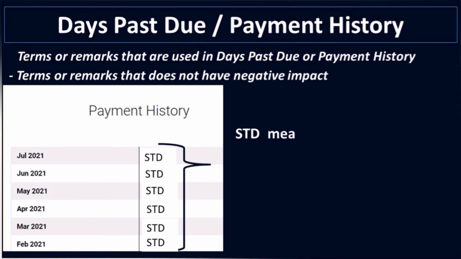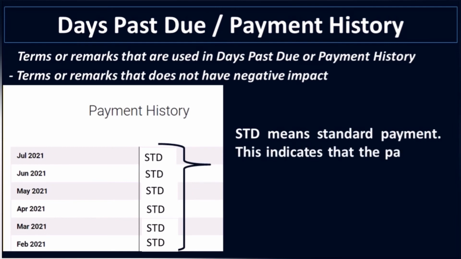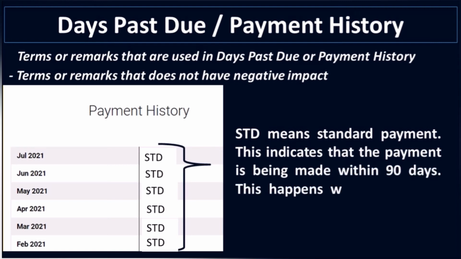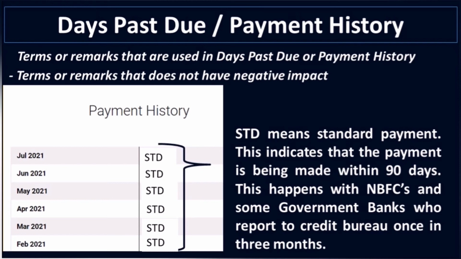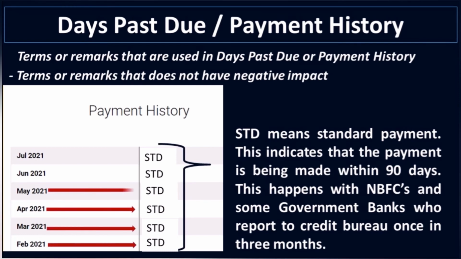And if STD is updated in DPD for any of the months, it means standard payment. This indicates that the payment is being made within 90 days. This generally happens with NBFCs and some government banks who report to the credit bureau once in 3 months. So for the months of February, March, April, May, June and July, the payment is being updated as STD.